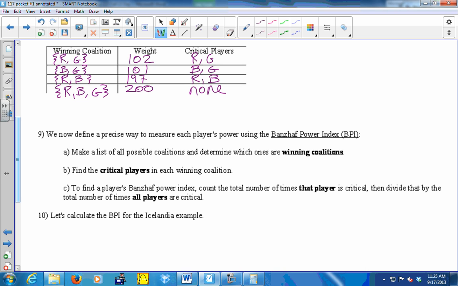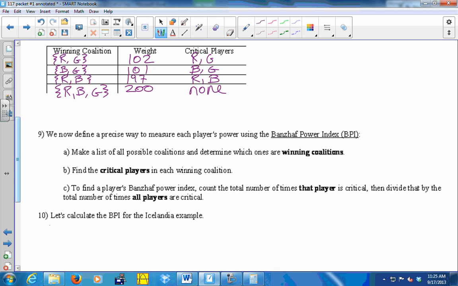Step C is to find the Banzhaf Power Index. You count the total number of times each player is critical, and you divide that by the total number of times any player is critical. So we're going to calculate the BPI for Icelandia here.